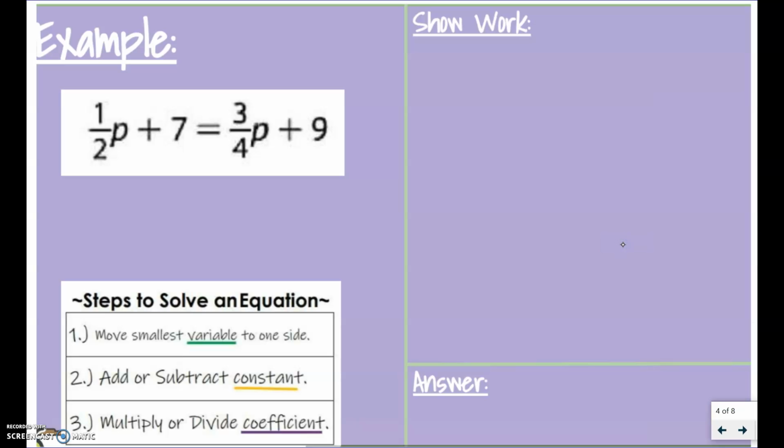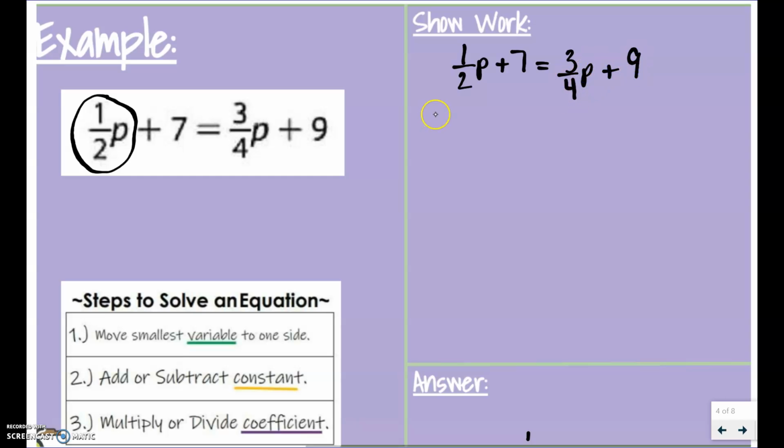So I have 1/2 p plus 7 is equal to 3/4 p plus 9. So remember, your variable is not always going to be x, but we know our variable is p today. So the first thing I'm going to do is circle my smallest variable. 1/2 is my smallest variable, so I'm going to go ahead and circle that, and I know that's the variable that I am moving. So when I go ahead and start showing my work, I have 1/2 p plus 7 is equal to 3/4 p plus 9.